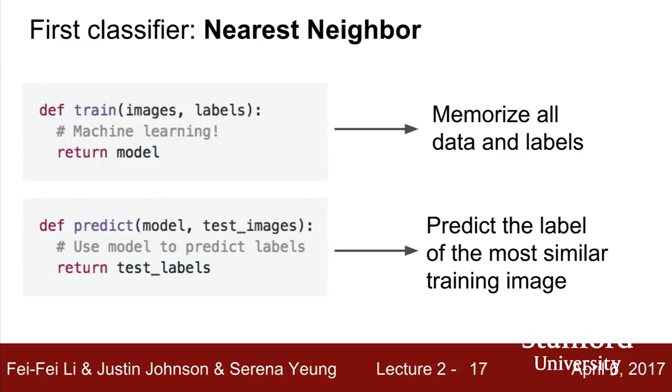The algorithm is pretty dumb, honestly. During the training step, we won't do anything. We'll just memorize all of the training data. So this is very simple. Now during the prediction step, we're going to take some new image and try to find the most similar image in the training data to that new image, and then predict the label of that most similar image. A very simple algorithm, but it has a lot of nice properties with respect to data-drivenness and whatnot.